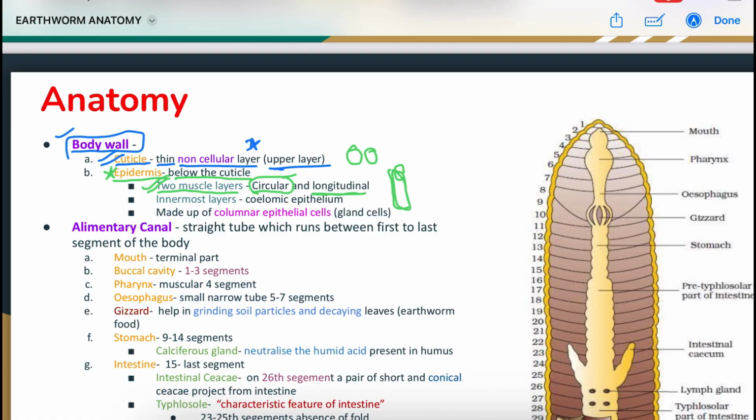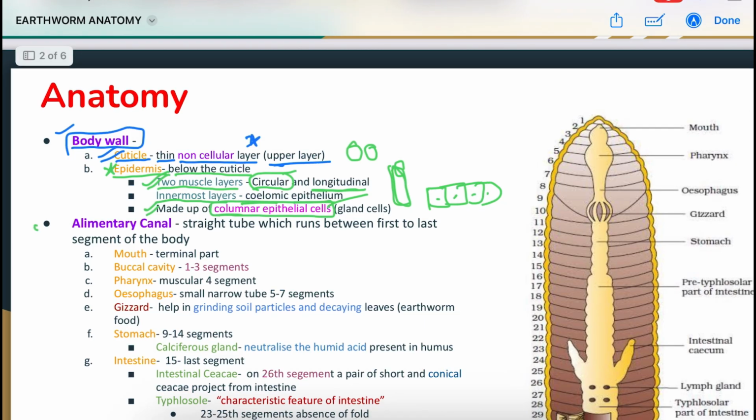After this muscle layer, the innermost layer is present, which forms the coelomic epithelium. Coelom means cavity. And the epidermis is made up of columnar epithelial cells. Which type of cell? Columnar epithelial cells.